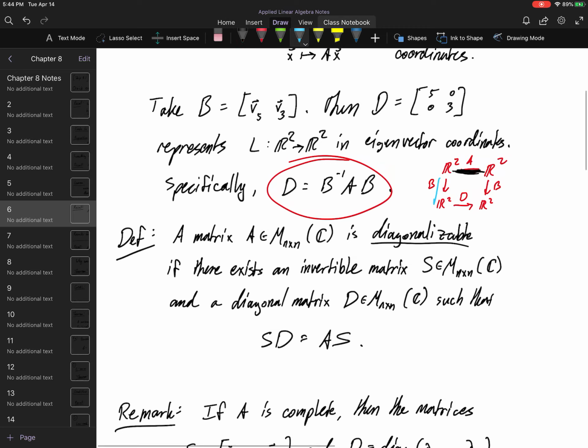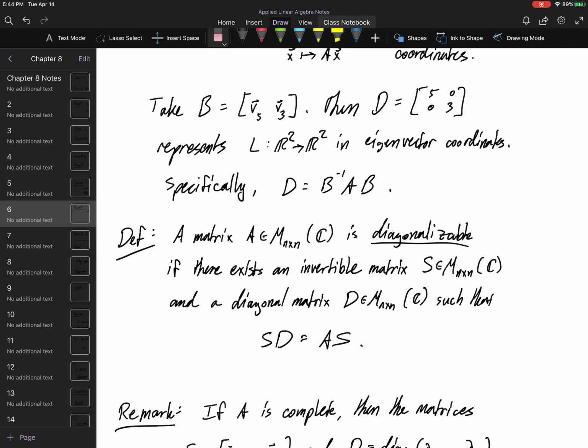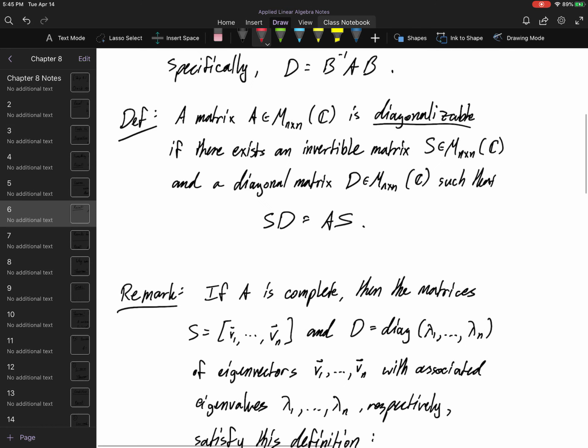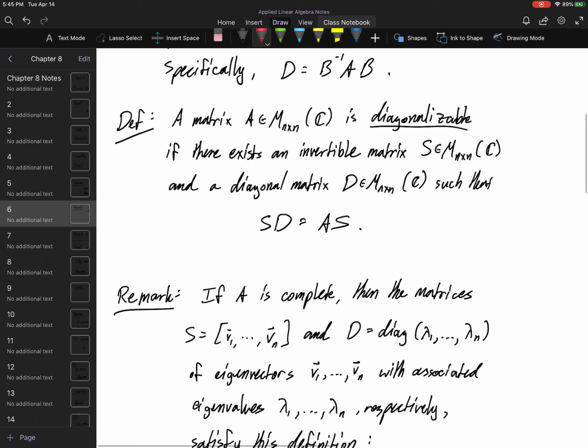That going along the A side here is actually the same as going down, over, and back up. So down, over, and back up along that square. So we are effectively doing the same operation. We are still working with the same linear transformation, but we are skirting around using one particular set of coordinates in favor of the eigenvector coordinates.